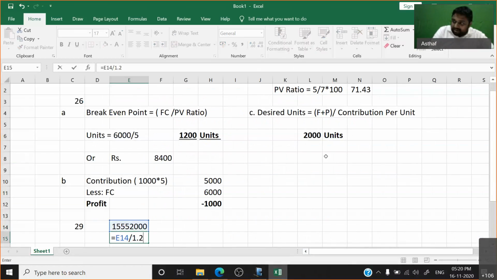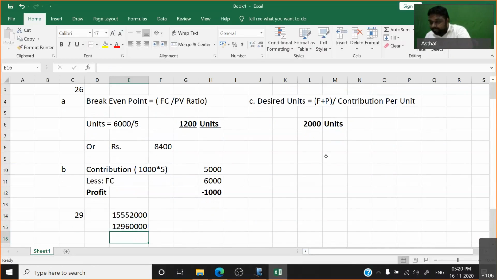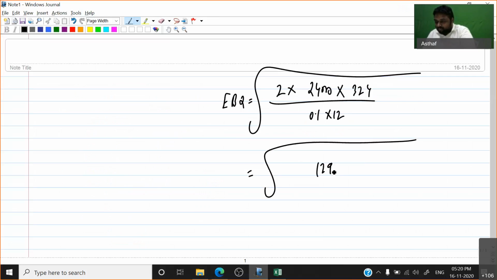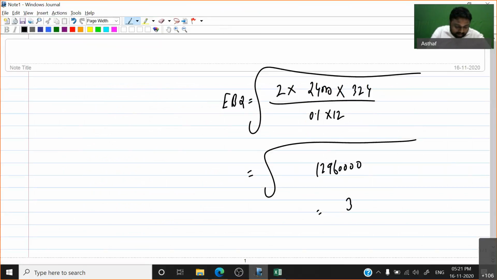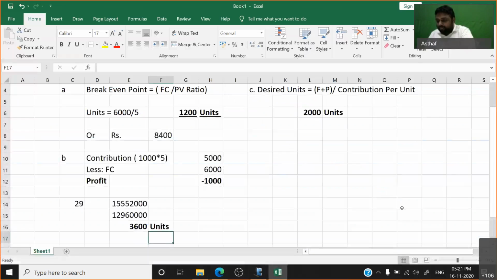1296. Some of the friends have already started giving the answer. So what is the answer? Square root of 3,600 units. That means the final answer will be 3,600 units. Economic batch quantity will be 3,600 units.